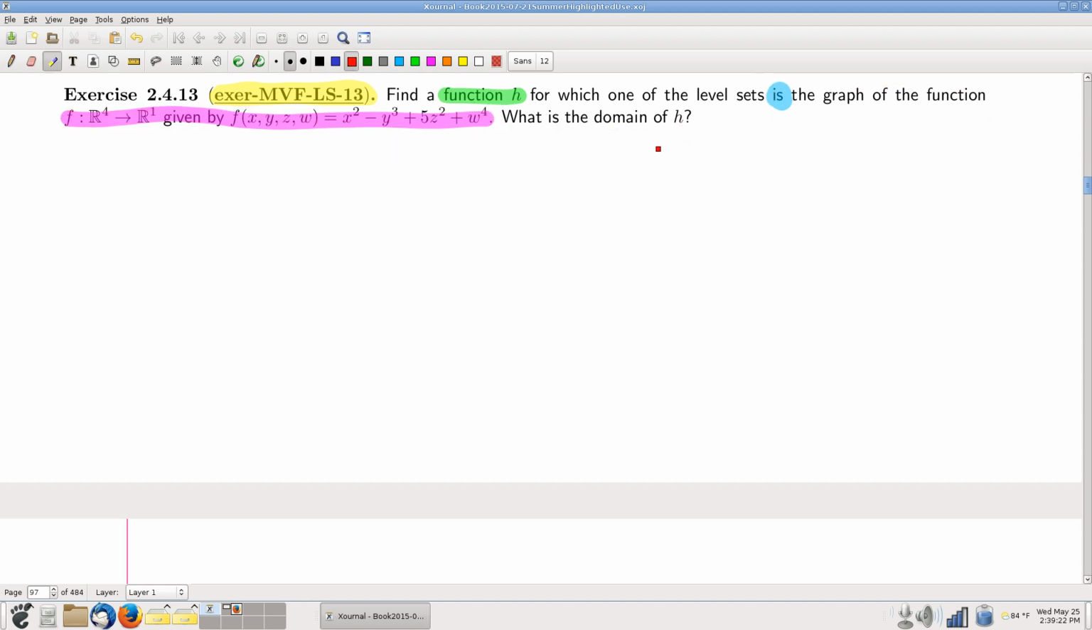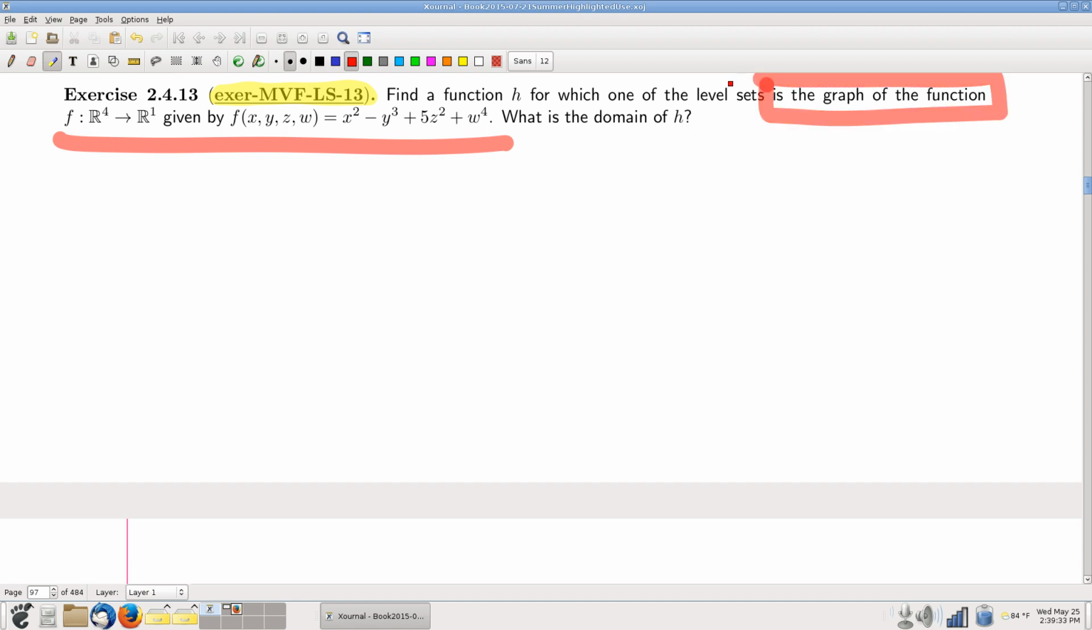So we have to worry about that as we go through the problem. So I'm going to start with what we're given. We're given function f, and we're interested in the graph of that function f. So let's write down, how can I represent the graph of this function f? All right, well, f has 4 input variables, x, y, z, and w.